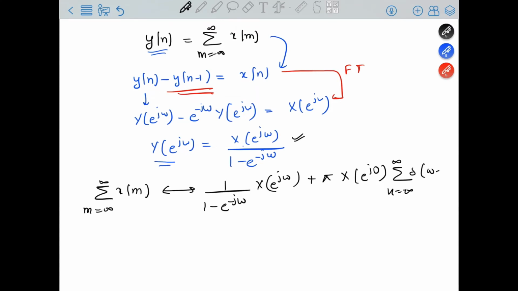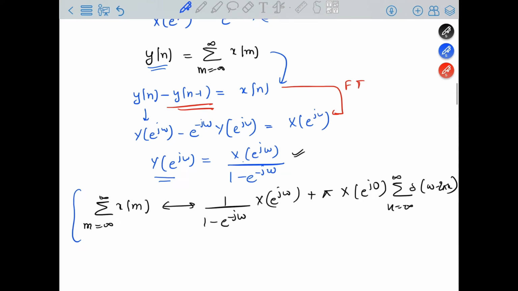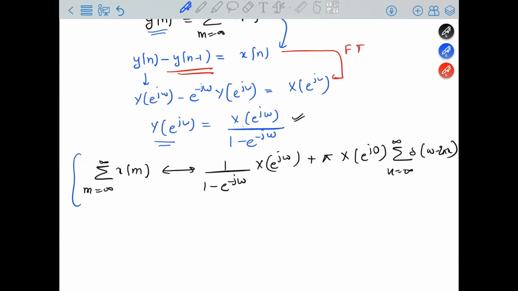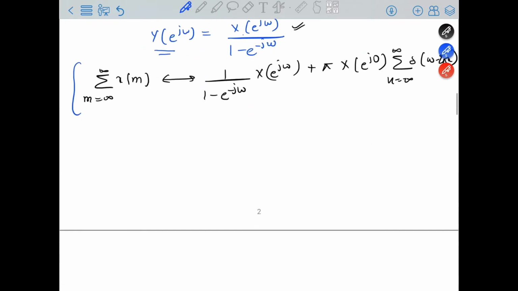And this is quite similar to that of the integration property which we have studied in the continuous time case. So derivation is not important here. You have to just remember this formula in order to derive the examples. So here we'll just take one example to understand this property.